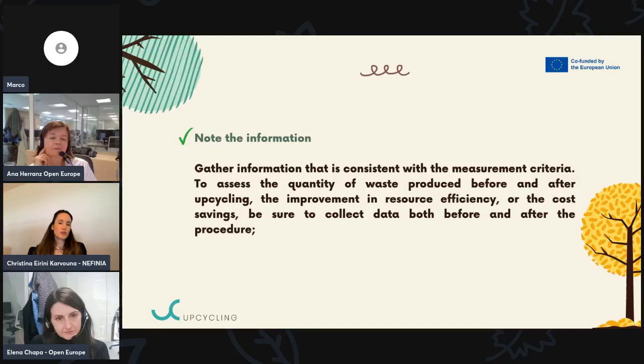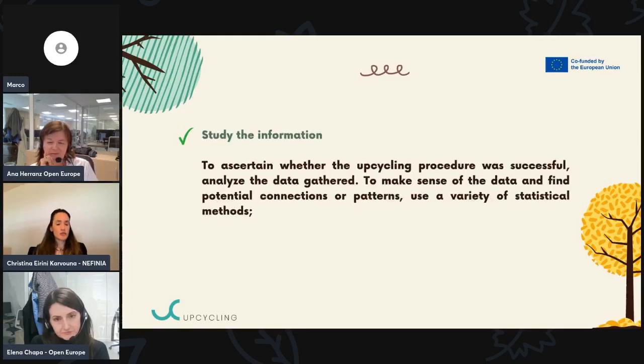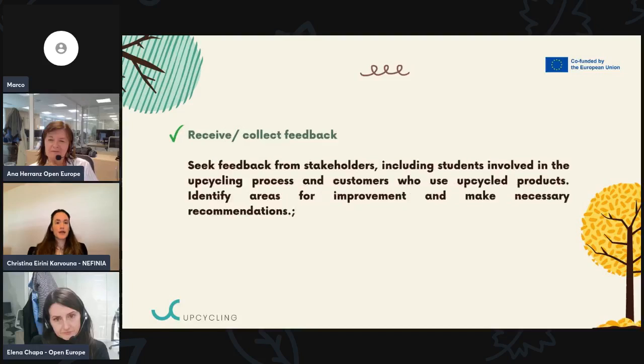Then we have to note the information. It's really important to gather information, but remember that we need to note down and collect data both before and after the procedure. This is how we will be able to assess the information that we have and see the impact that we are creating. Study the information. To ascertain whether the upcycling procedure was successful, we need to analyze the data gathered.